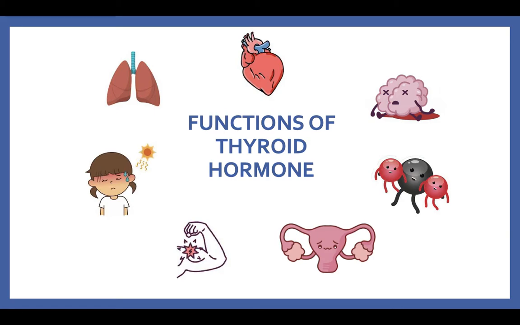And the other function would be your musculoskeletal system. For the musculoskeletal system, the thyroid hormone helps in stimulating bone growth through the promotion and synthesis and secretion of the growth hormone. So these are the three primary functions of the thyroid hormone, along with the reproductive system, where it is responsible for regulating your fertility, ovulation, and menstruation.